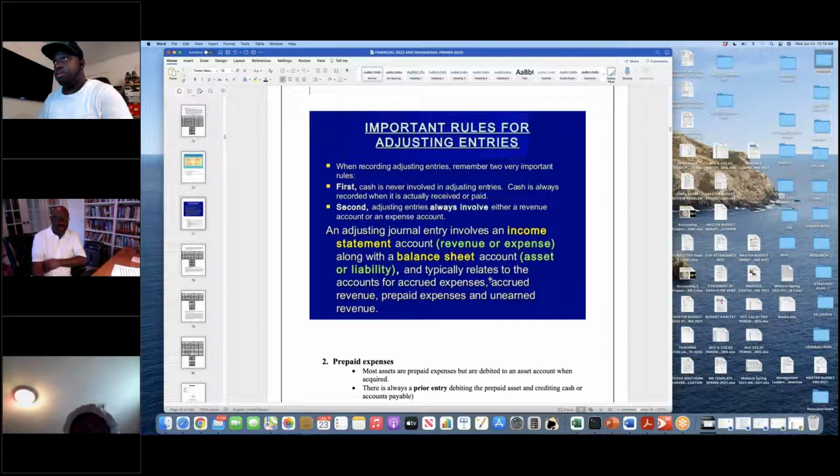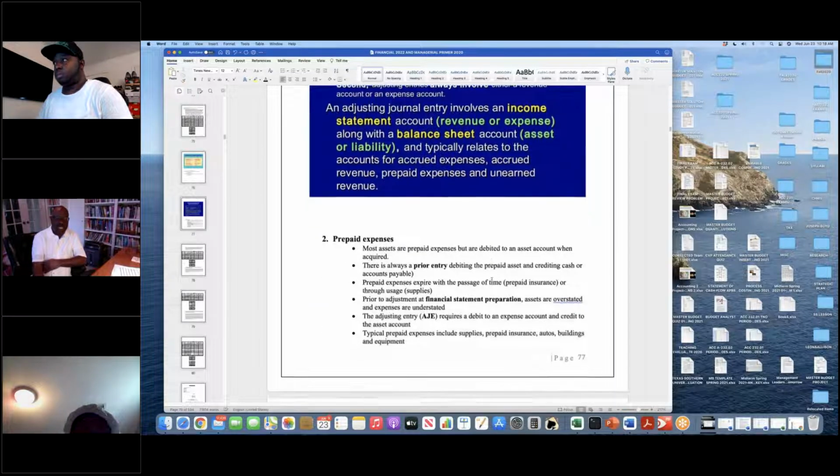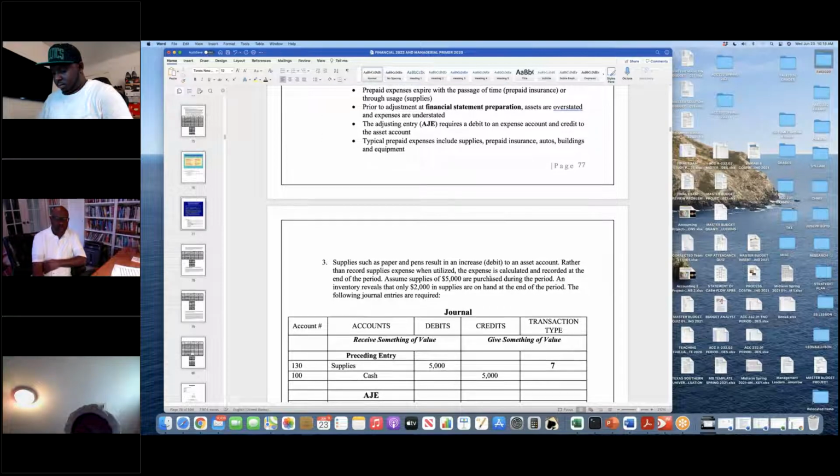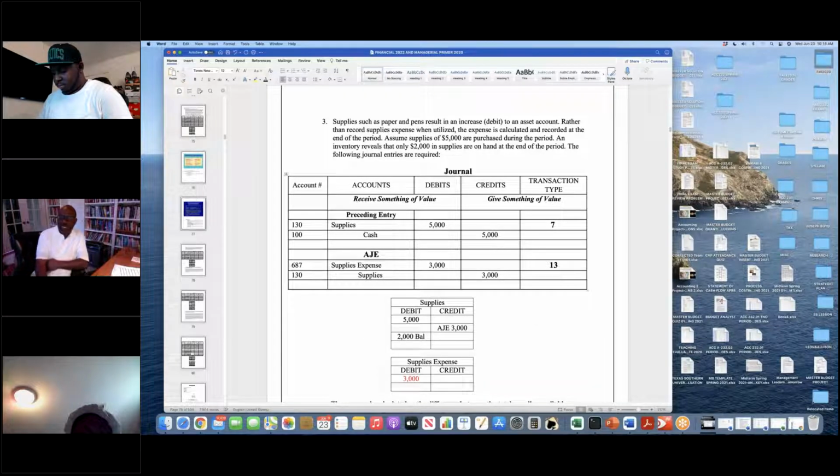The difference with adjusting entries is that we do not know the amount, but the accounts involved never change. So if we were making an adjusting entry for supplies, it's always going to be a debit to supplies expense and a credit to supplies. That doesn't change. Okay, so that's the key with adjusting entries, is that the accounts don't change, but you got to get the amounts.